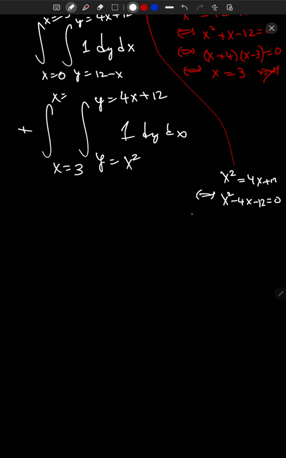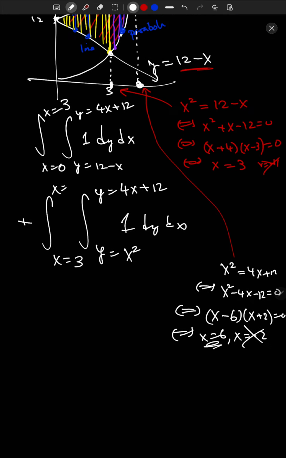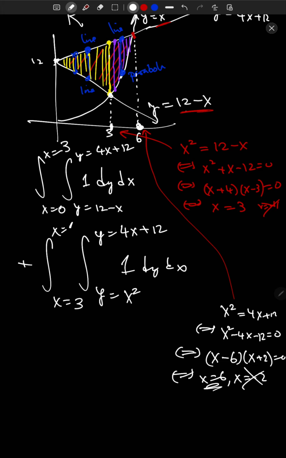Okay, and then we figure out what this is. So this is x minus 6, x plus 2, right? And so x is equal to 6, x equals minus 2, but we don't want that one. It's not in the first quadrant. So we end up at x equals 6. So this guy here is at x equals 6. Okay. All right, and that's it. That's our setup. If we integrate these two integrals, we add them up, that's going to be the area of this particular region.